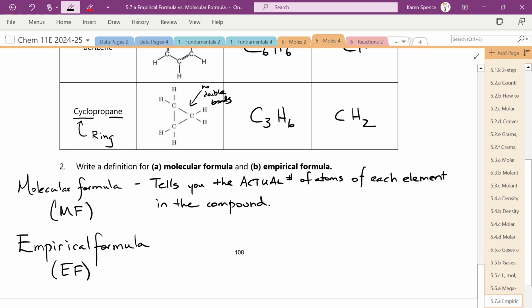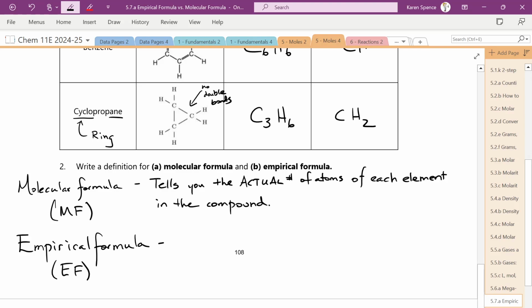The empirical formula. Simplified version of the molecular formula. Addie, did you want to add something to that? It shows the ratio between the atoms.